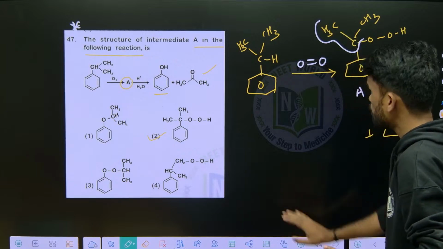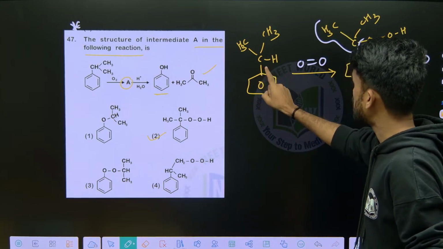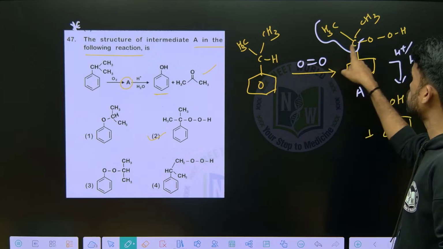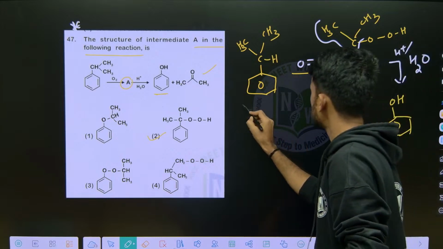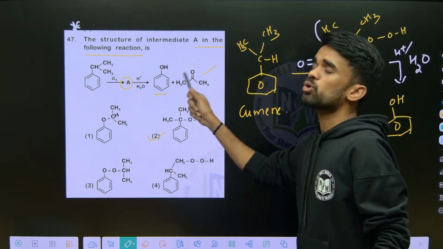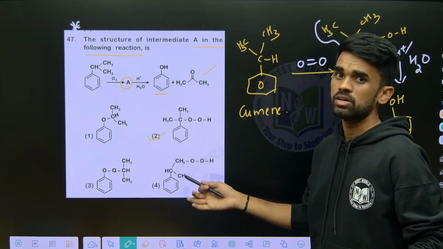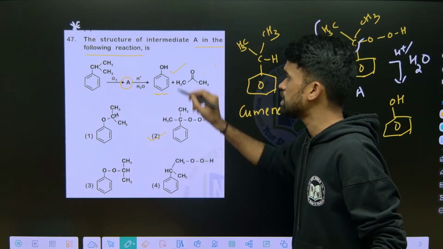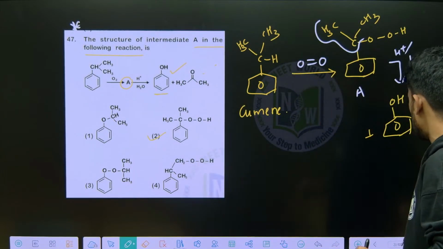You need to focus again on the steps. Cumene is getting oxidized to cumene hydroperoxide. This time they may ask what the products formed during this reaction are: one is acetone and another one is phenol. So you have to revise this kind of important topic.